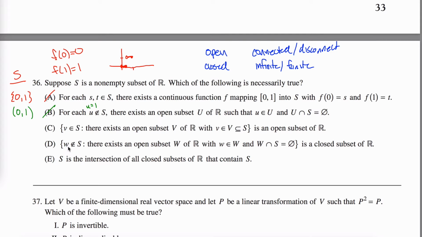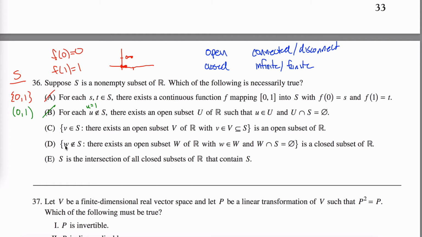The set of all elements not in S. So I don't know what S is yet, but S is some sort of set. The set of all elements not in that set, such that there exists an open subset, they call the open subset capital W. And little w is some element inside capital W, and capital W is an open subset. So what I'm talking about is the set that contains all little w's.